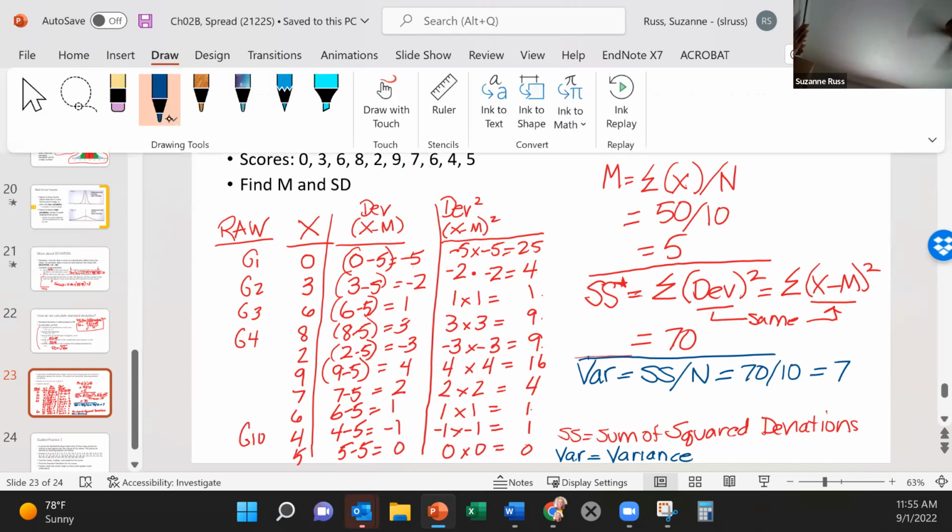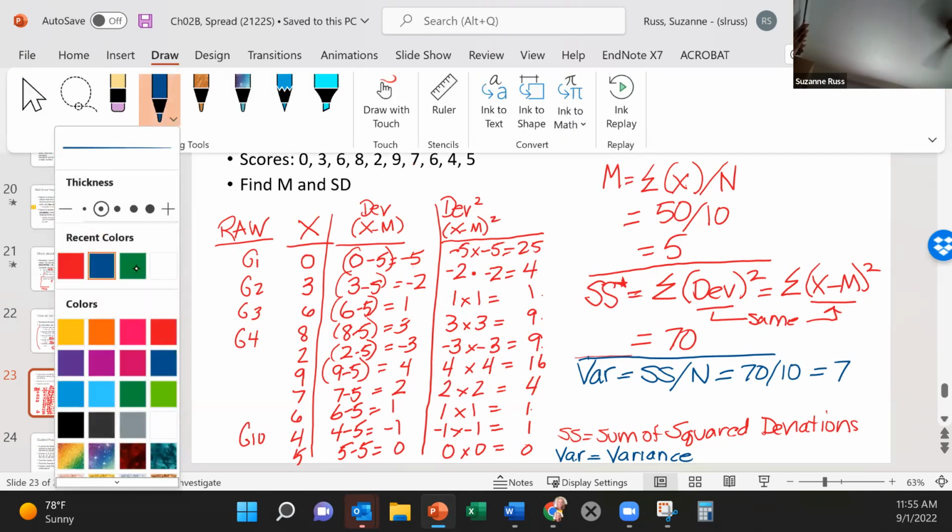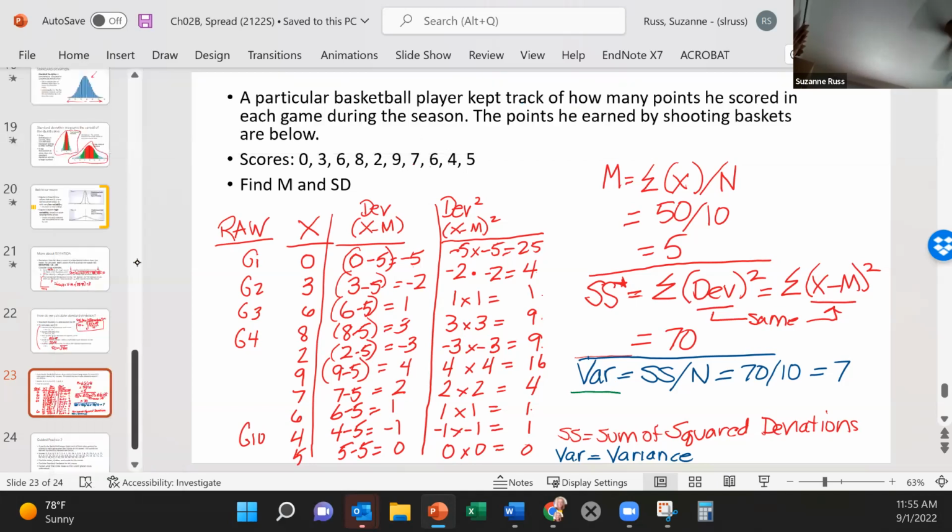And lastly, we're almost done. We simply have to get our standard deviation. Our standard deviation equals the square root of the variance, equals the square root of 7. And for that, we need to use a calculator.